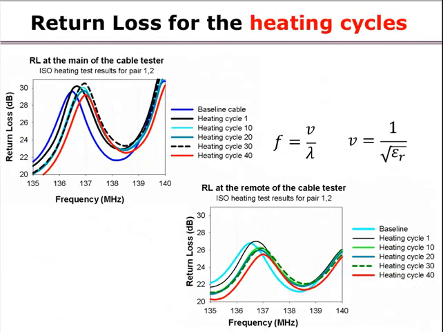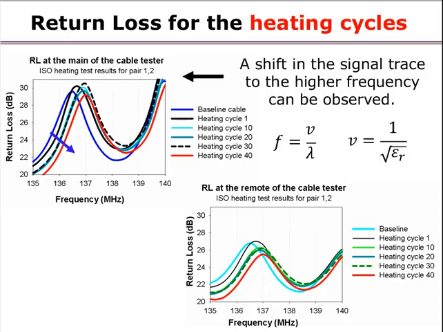To clearly observe the drift in the return loss performance of the permanent link, we have plotted just a few of the traces, as shown on this slide. The baseline measurement results are plotted as blue traces, while the last measurements obtained are in red. A shift in the signal trace to the high frequency can be observed from the baseline measurement up to the last heating and cooling cycle. A reduction in the signal amplitude is also apparent.